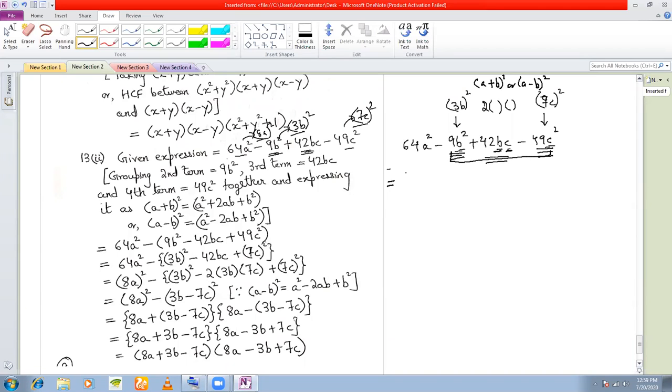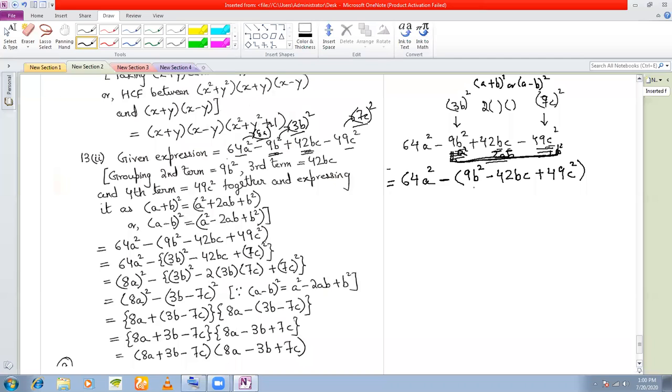So what I do is I first group these 3 together. I see that there is a striking resemblance between these 3 terms. Something can be done with these 3 because I have a square, I have a b square, and this may just be my 2ab. So I group them together. 64a square minus 9b square. Since I've kept a minus sign outside the bracket, all the signs within the bracket will change. Okay, all the signs within the brackets have changed.